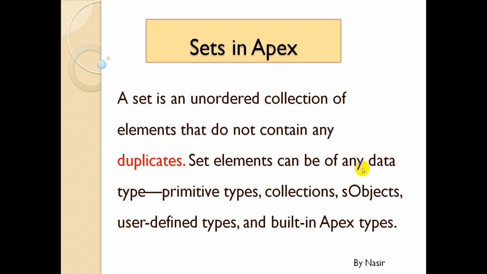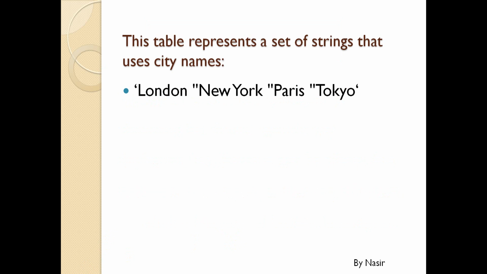Set elements can be of any data type: primitive data, collections, objects like Account, user-defined types, and built-in Apex types like classes. As you can see, this line represents a set of strings with the city names: London, New York, Paris, and Tokyo. There are no duplicates. Even if you write duplicates, it will not accept them.